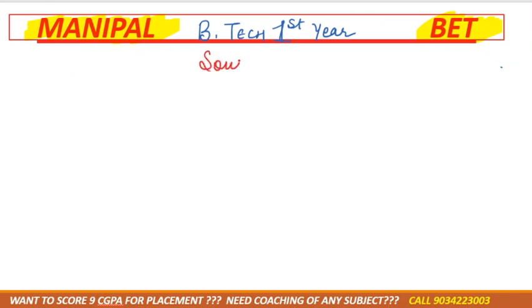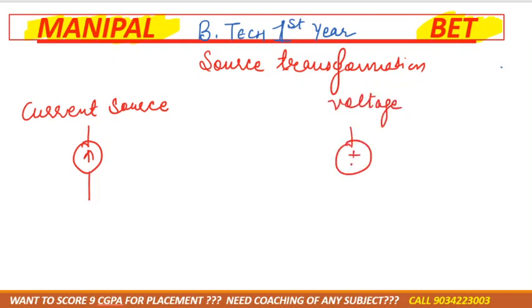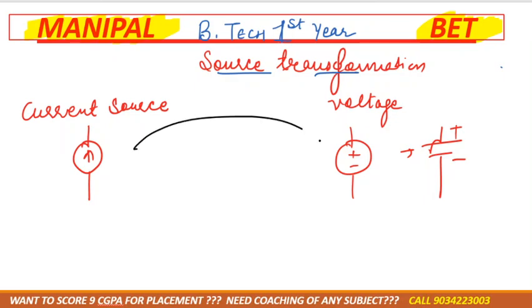Basically, as you know, we'll have two types of sources, right? One is the current source and another one is the voltage source, correct? Current source is denoted by the arrow and voltage source is denoted by a battery symbol like this, or in some of the books they have represented it like this, positive, negative. So source transformation means that we can convert from current source to the voltage source, or we can convert voltage source to the current source.